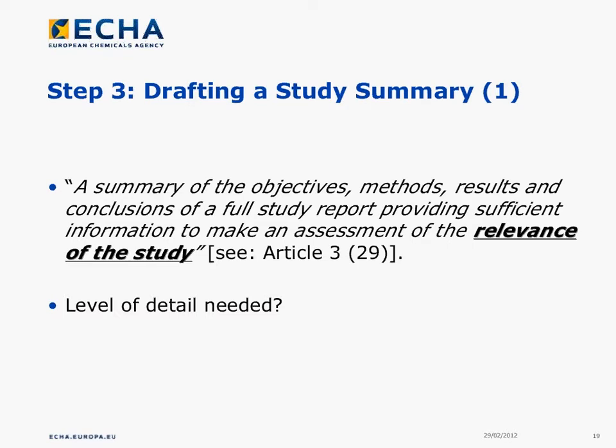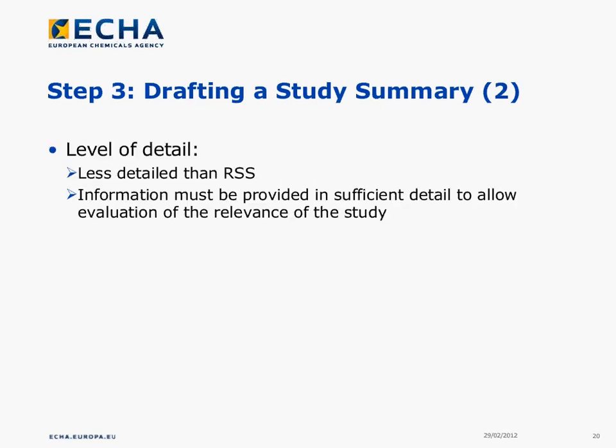The other type of possible summary is the study summary, which Article 3(29) of REACH defines as a summary that needs to allow scientists at ECHA to make an assessment, just like for the robust study summary, but in this case, the assessment is about the relevance of the study. And again, let's ask ourselves, what is the level of detail that is needed for this type of summary? Well, generally speaking, study summaries are less detailed than their other family member, but as we just mentioned, the relevance of the study should be addressed in sufficient detail to perform a proper evaluation of these aspects.